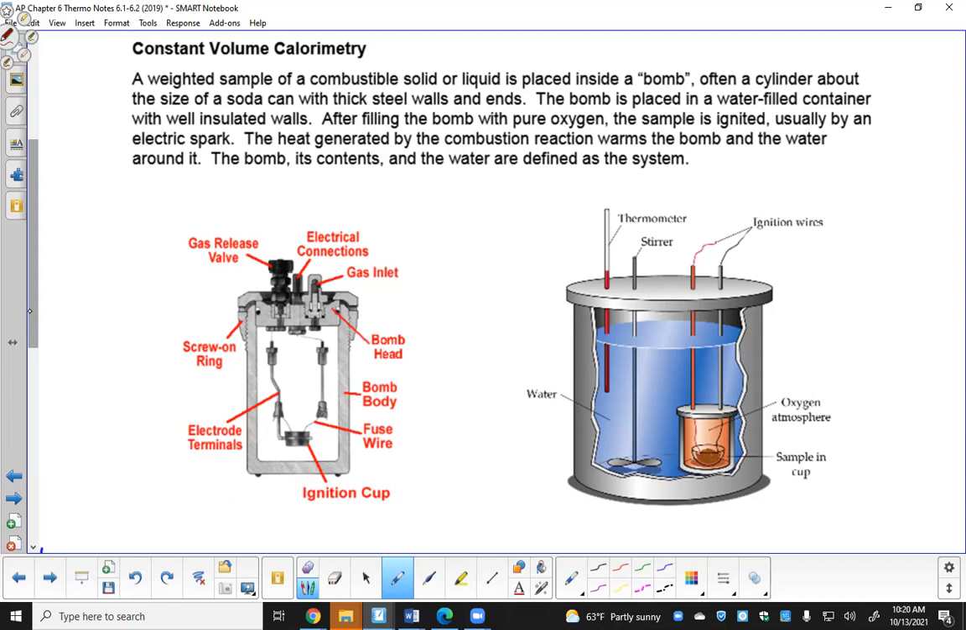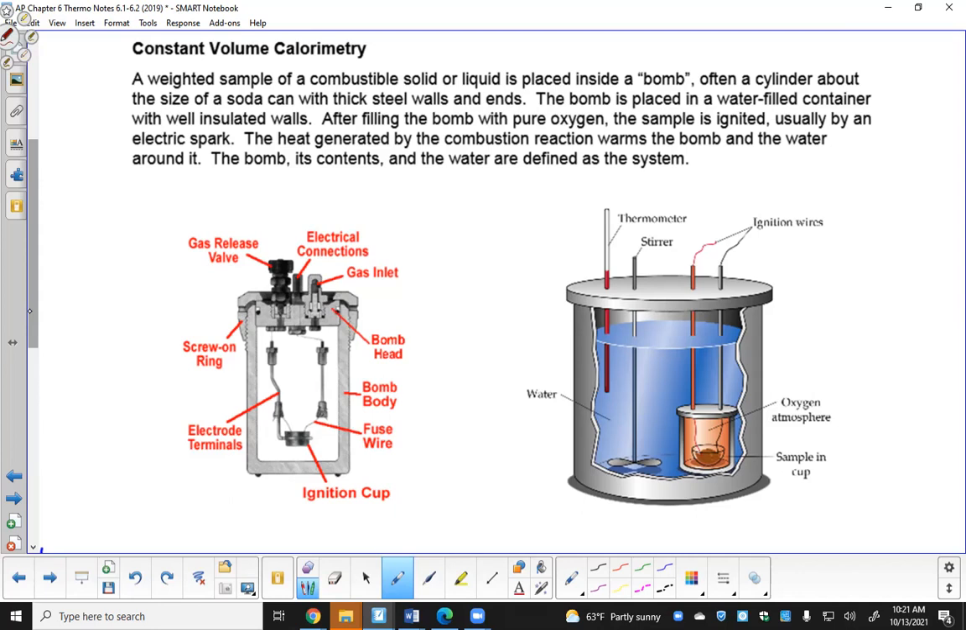So they put your Doritos in here, they put a little oxygen in here, they light them on fire, they let them burn, and the bomb gets hot, and it might build up pressure too. And if it builds up too much pressure, it would explode. Then what they do is they take the bomb and they submerge it in a liquid. It could be water, it doesn't have to be water, but they calibrate it accordingly. And then as the reaction takes place underwater in that metal bomb, it gives off the energy to the water, the temperature goes up, and you can measure how much energy was released from that reaction. So it's just a more sophisticated heat transfer system.